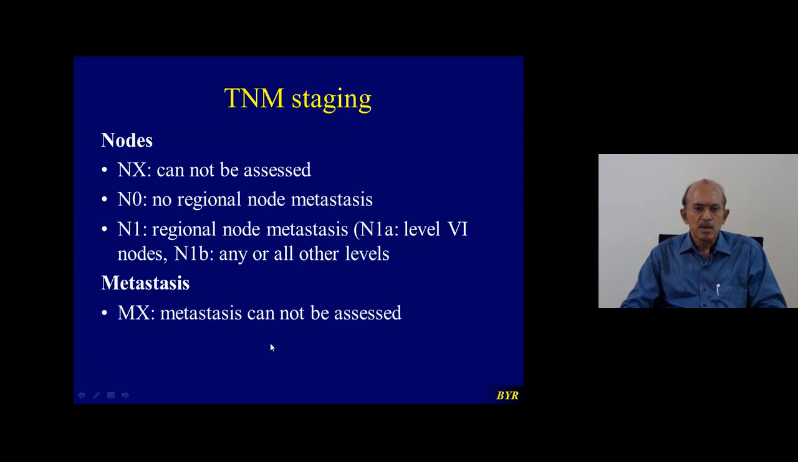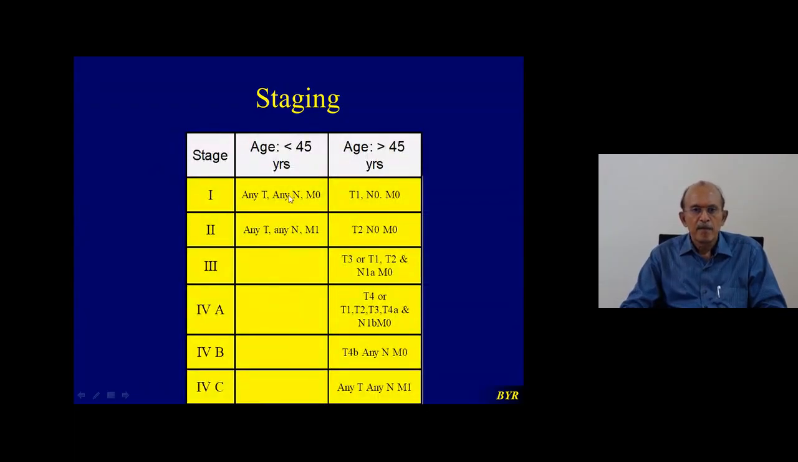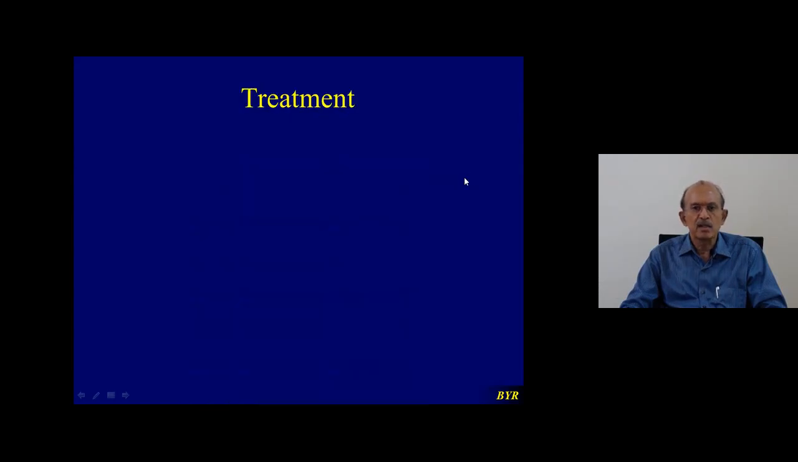Metastasis: M0 no metastasis, M plus or M1 is metastasis present. Of course, staging is stage 1, 2, 3, 4A, 4B, 4C, depending upon this table. Of course, this is not required for you as undergraduates. If you know TNM staging, that is sufficient.